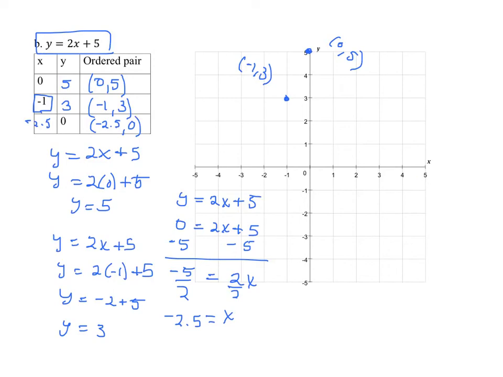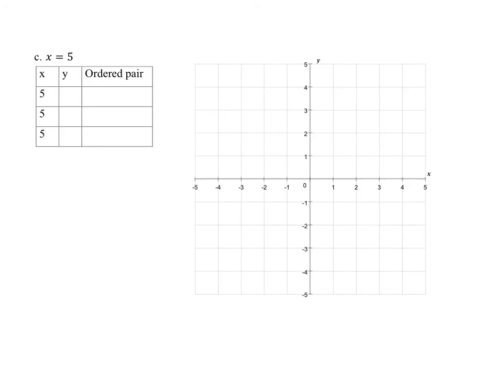That means I'm going to go left 2.5 right there. Right smack dab in the middle of negative 2 and negative 3. And we're not going up or down, so that's negative 2.5 comma 0. And now we have a nice line to graph. And what is this line? y is equal to 2x plus 5. Perfect. Now let's graph this line.